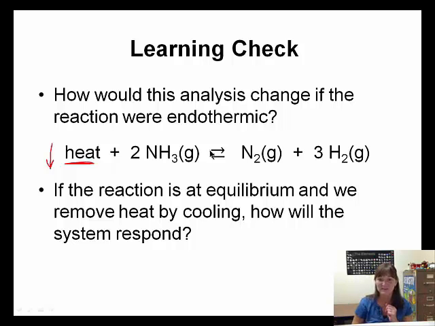So let's focus on my arrow pointing to the right. If you say it's going to shift to the right, that's going to produce more nitrogen and hydrogen. Well, that's not what we want. We decreased the heat. So Le Chatelier's principle says it's going to shift in a way that's going to counteract the stress. So it needs to produce more heat. So shifting left is the correct answer, because if it shifts left, it's going to produce more of what is there on the left side.